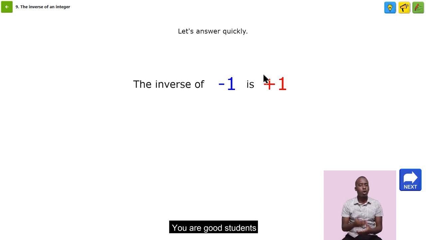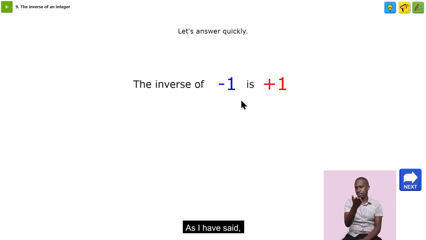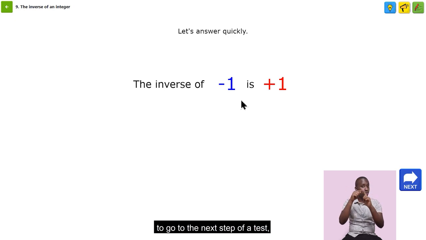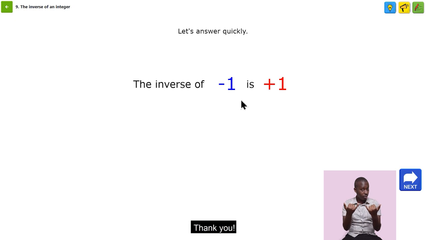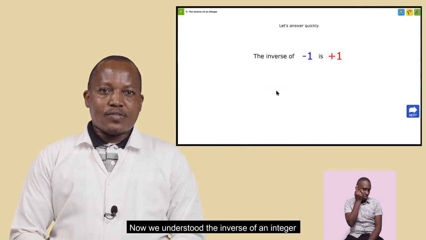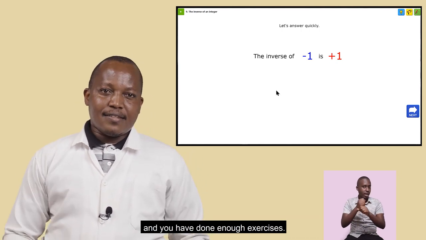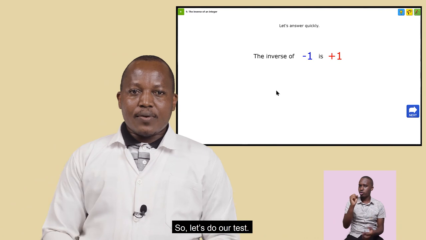You are good students. Now I see that you have already understood the inverse of a number, how to get it. As I have said, now we are ready to go to the next step of a test. Are you ready now? Now we understood the inverse of an integer and you have done enough exercises. So let's do our test.